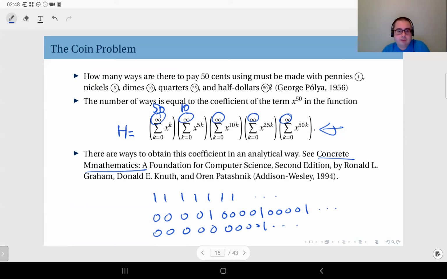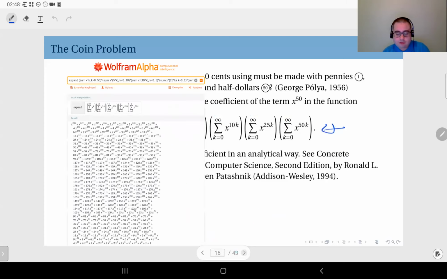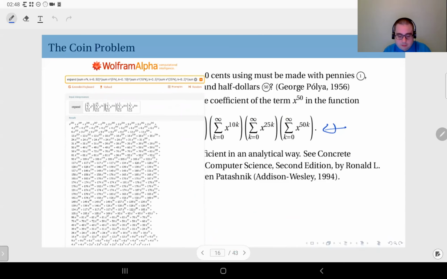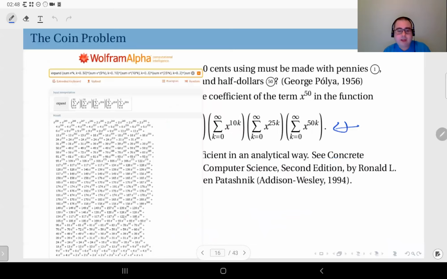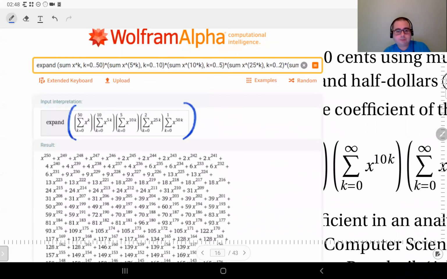It's 10 at most. So with dimes, I need at most 5. With quarters, I need at most 2, and this at most 1. So I just truncated my function, so to speak. So this is the expression. I entered Wolfram Alpha, and it gave me the expression. Obviously, I don't need to do it by hand.